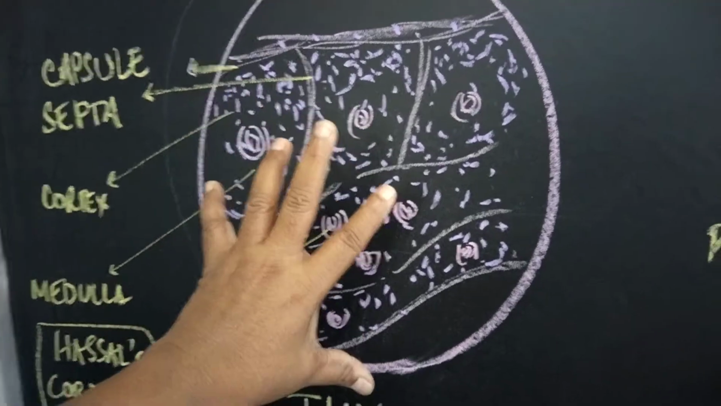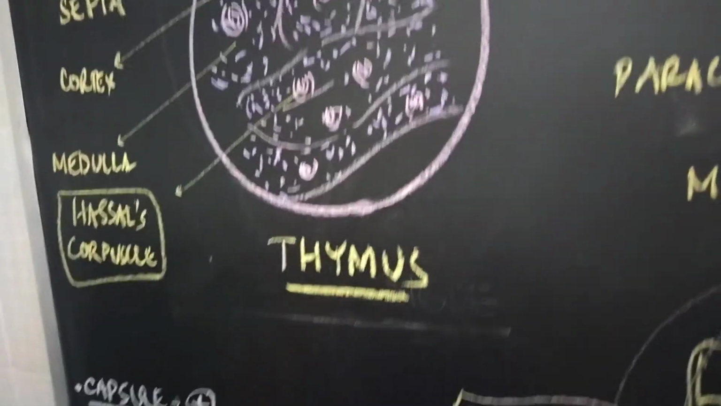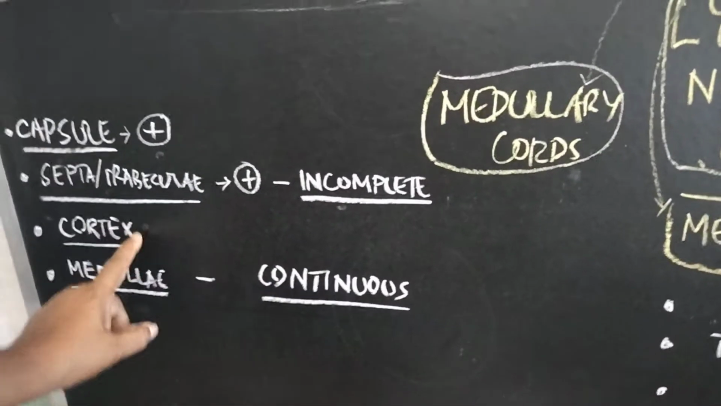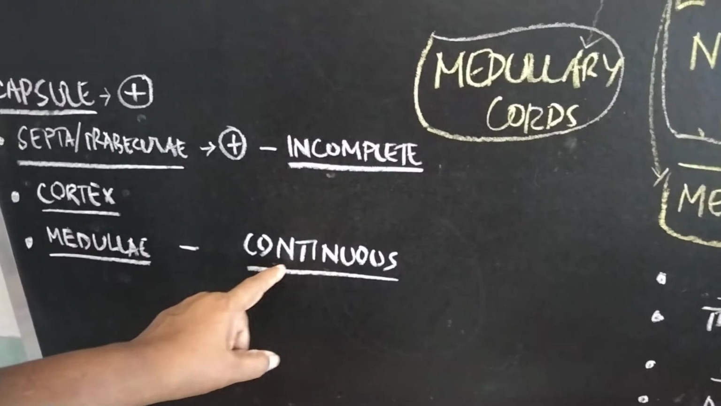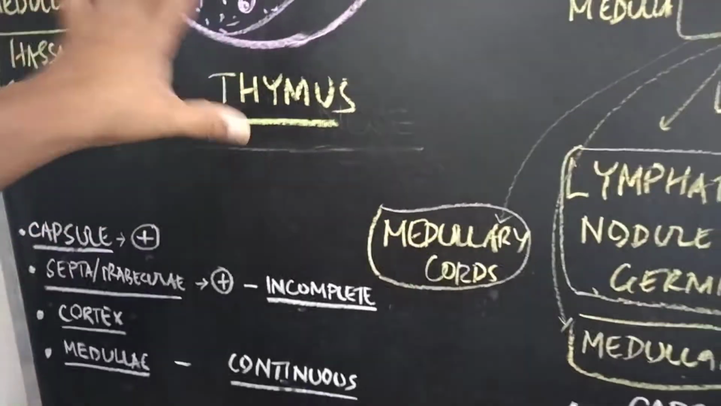These are the features of the thymus gland. The thymus gland has a capsule, and the septa or trabeculae are incomplete. There are two parts, cortex and medulla. As the septa are incomplete, the medulla of one follicle is continuous with the other medulla. That is the feature of the thymus.